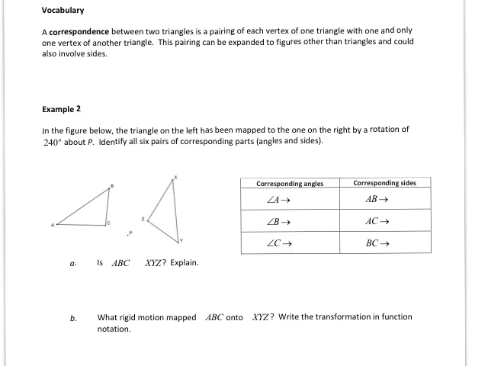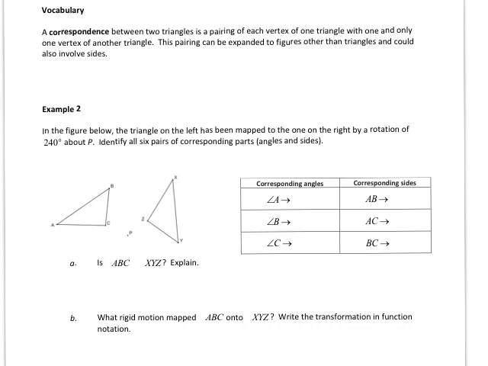Now we can have a correspondence, and that does not imply congruence. A correspondence between two triangles or any two shapes is a pairing of each vertex from one with one and only one from the other. This statement talks about triangles, but this pairing can be expanded to figures other than triangles and could also involve sides. So a correspondence basically is when you have the same number of vertices and sides from one image to another.